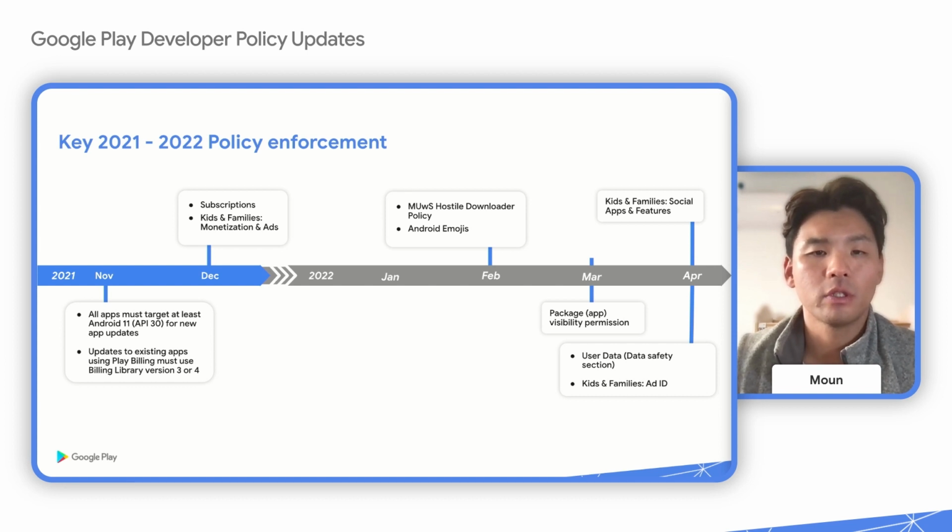Let's now look at some key enforcement dates. On the top, you can find deadlines from the policy updates we talked about today. Enforcement of the subscription and monetization and ads policies will start from early December, whereas we've extended the grace period for changes that may take developers more time to adjust to, such as the kids and family social apps and features, and Android emoji updates. On the bottom, you can find deadlines from our previous policy updates, and please make note of the enforcement start date of such big changes as package visibility, data safety section, and Ad ID.